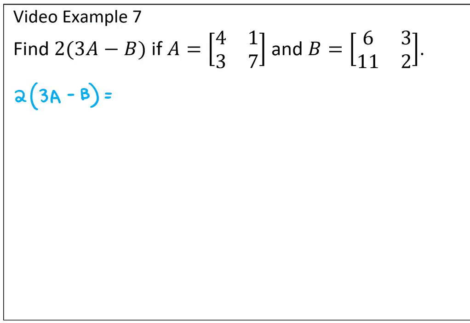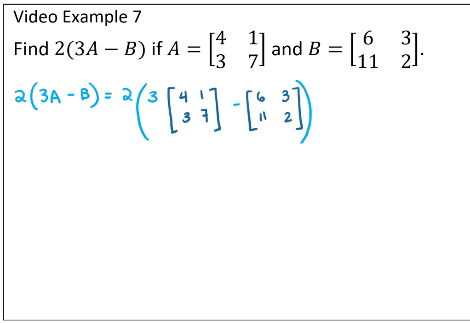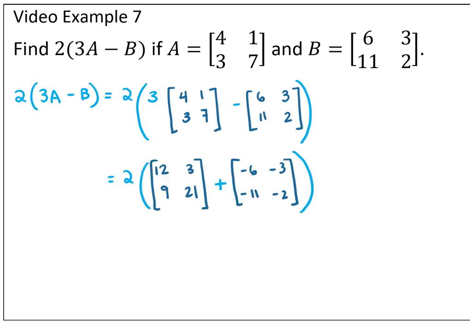Question number 7 asks us to multiply 2 times the sum of 3A minus B. Let's substitute the values of matrix A and matrix B into this so we can simplify. After substituting it in, we realize that we need to take the 3 as a scalar multiple times matrix A, and also I want to distribute that minus sign to all of B. So let's go ahead and do that step. And then let's go ahead and add these matrices before we multiply by the 2.